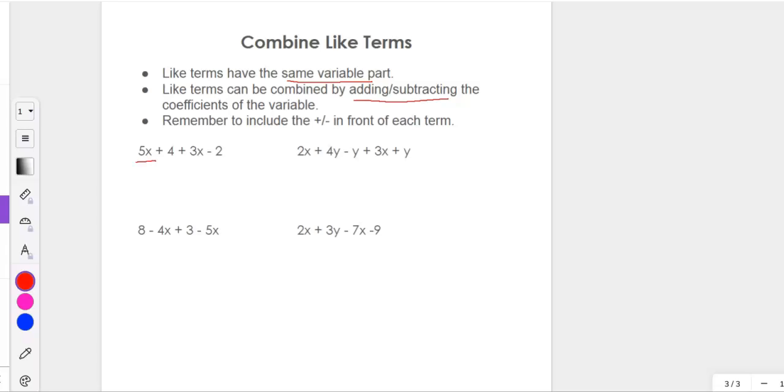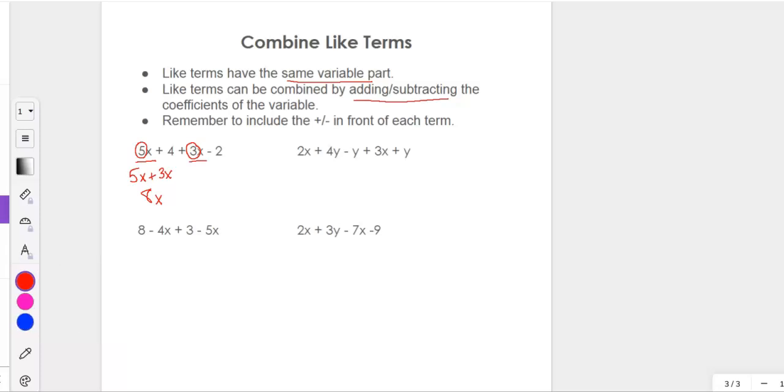So in my first example, I have a 5x and a 3x. They both have x's. So you are going to add the coefficients. Remember, the coefficients are the numbers in front of the x. So you're going to add 5 plus 3. So 5x plus 3x will combine. 5 plus 3 is 8, and then you leave an x there because it has the same variable part.